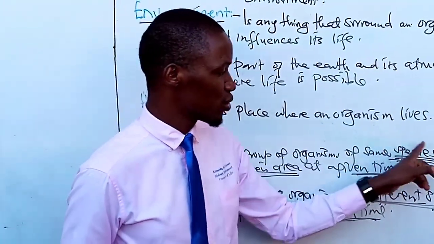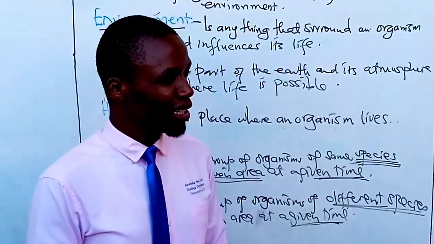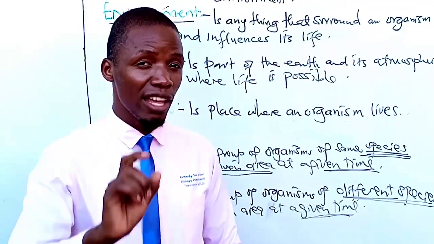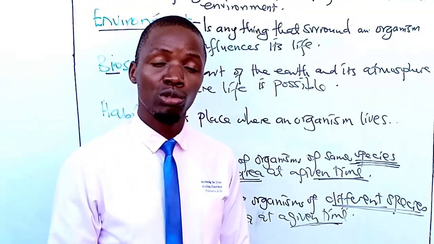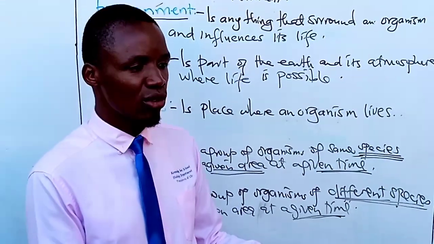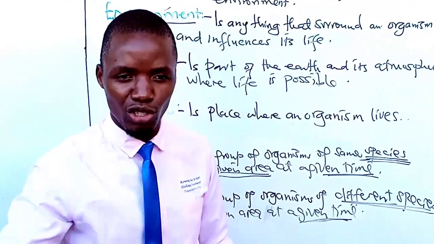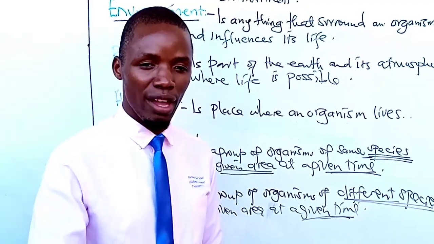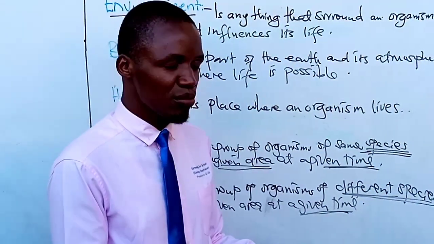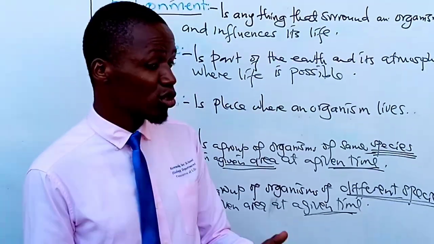By the way, some of you have issues with this term species. When I talk about species, some of you still get confused. A species is a group of organisms that can interbreed to produce viable offspring. Viable offspring means offspring which can also reproduce. For example, if a man gets a woman and they produce children, and those children are also able to produce grandchildren, then the children were viable. But if two organisms meet and what they produce is not able to reproduce, then those two organisms are different species.